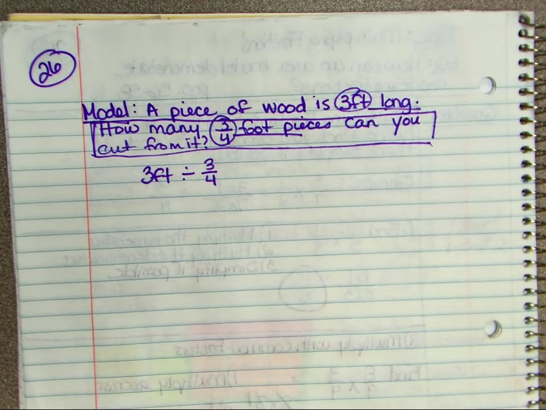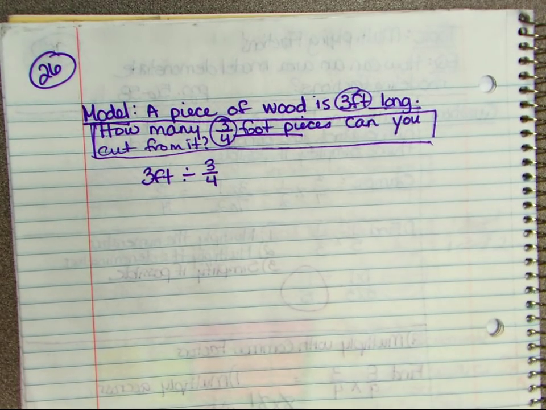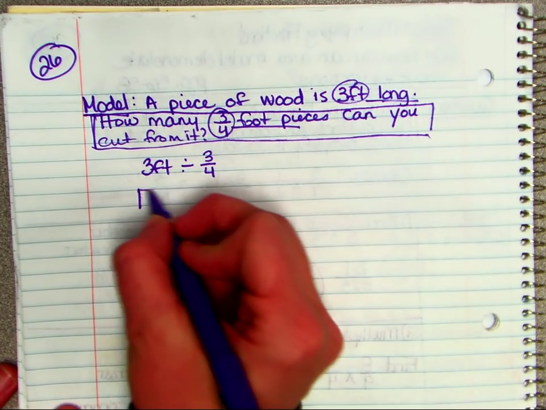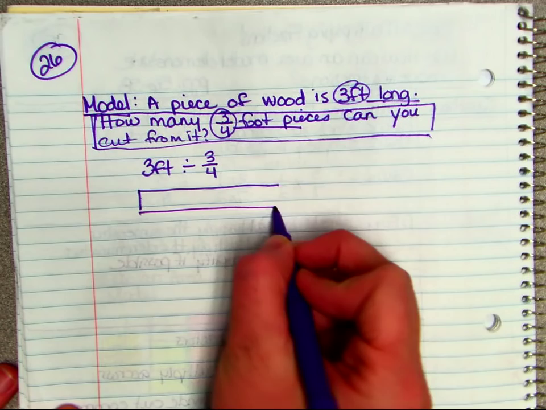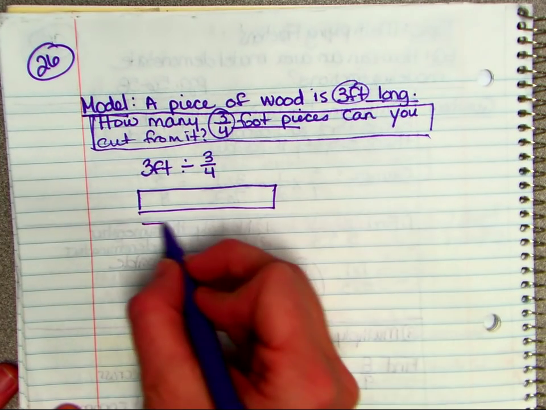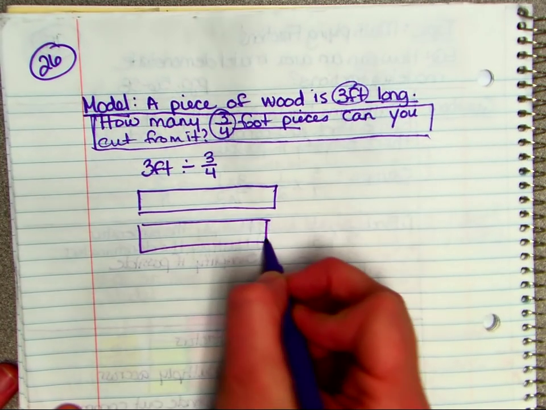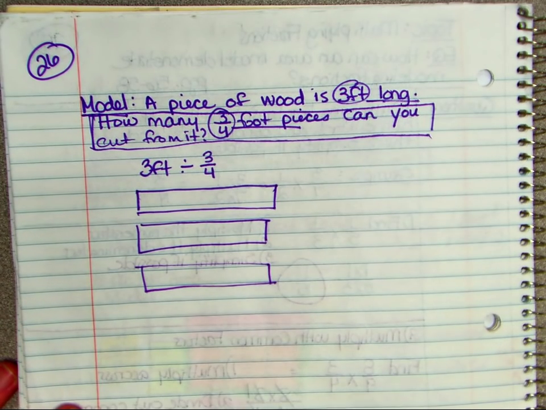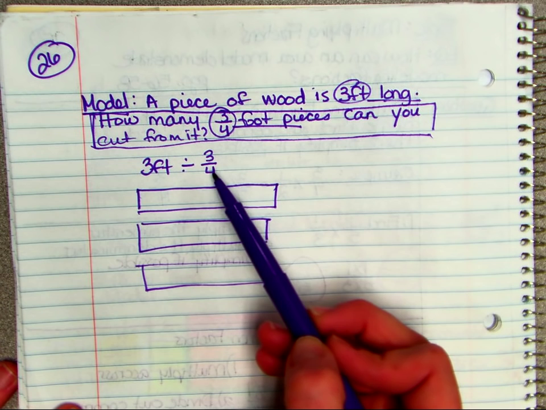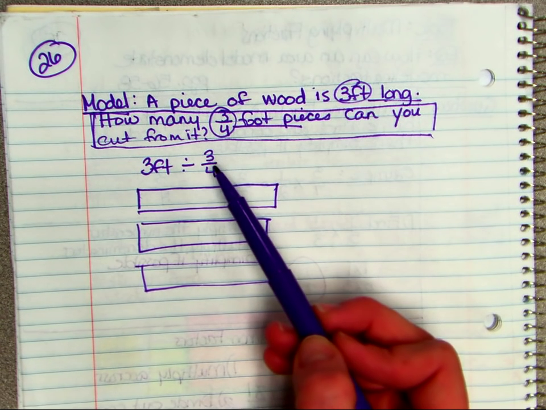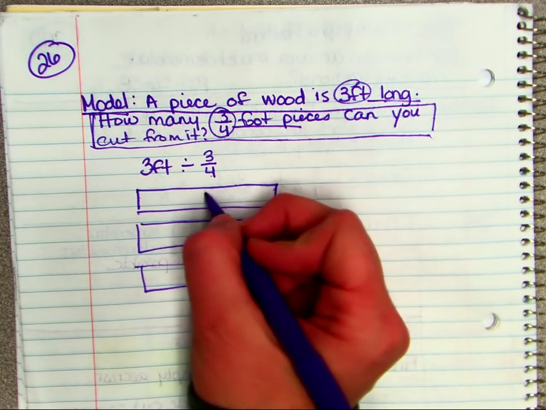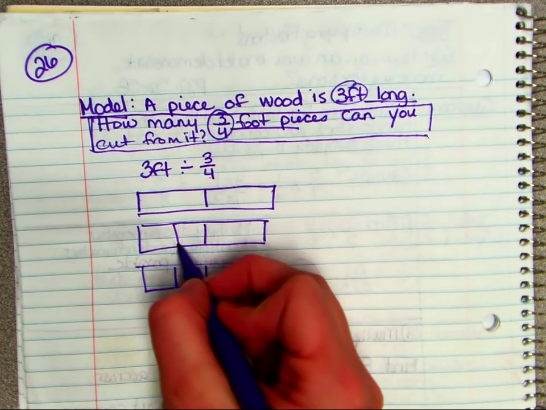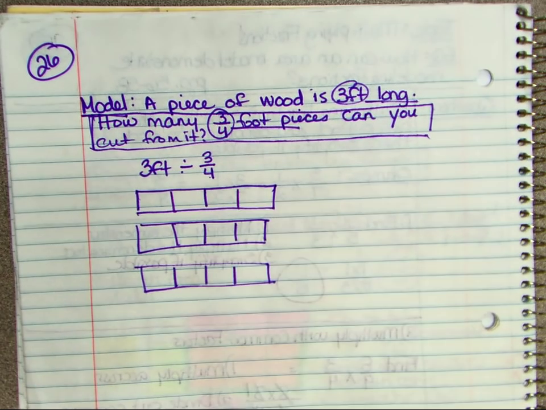So to do this, I could do the standard algorithm and I could do the model. I'm going to start off with the model. So I've got 3 pieces of wood, so I'm going to draw my wood. There's 1, 2, 3. Now, I'm going to divide that into fourths because you'll notice that the fraction I'm dividing by has a denominator of 4. I like to divide into fourths by dividing in half and then in half again.